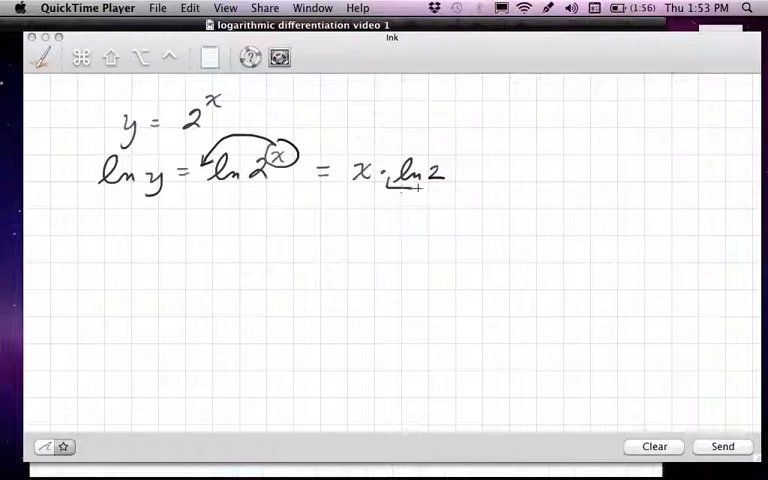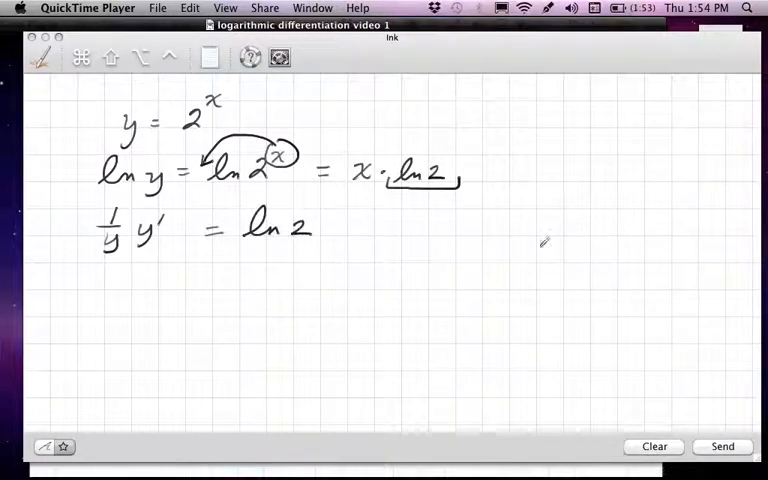Now natural log of 2 is just a constant. So this is just like saying 3x or 6x or half x. This is just a constant. So I'm going to find the derivative of both sides with respect to x. The derivative of this side with respect to x is 1 over y times y prime. And this is just a constant times x, so its derivative is just natural log 2.